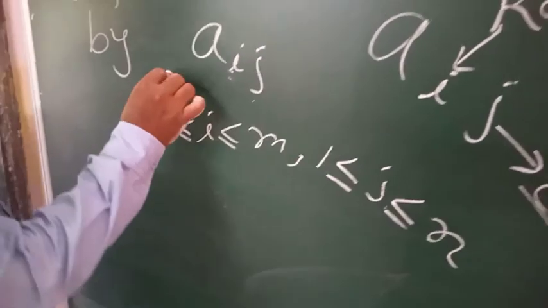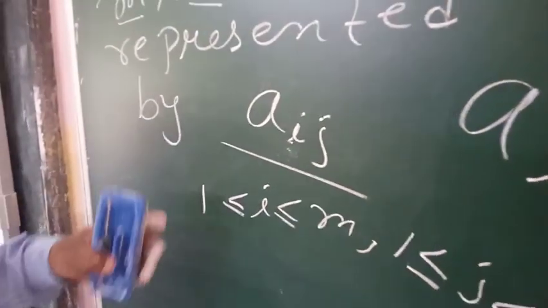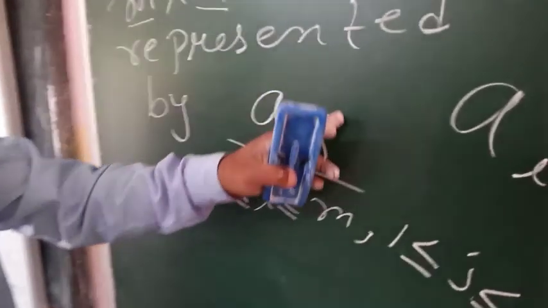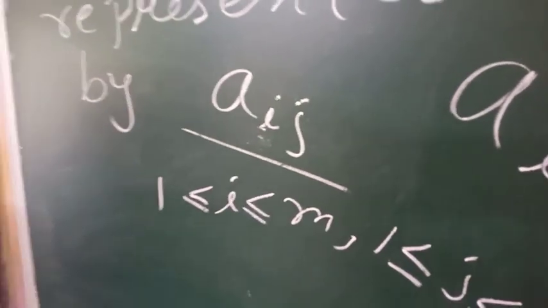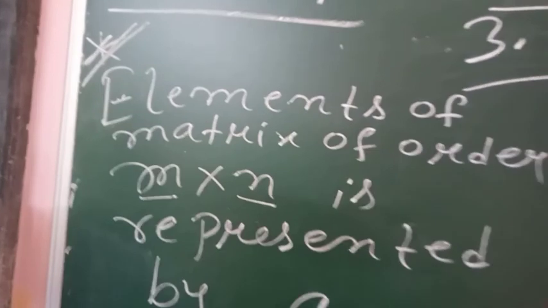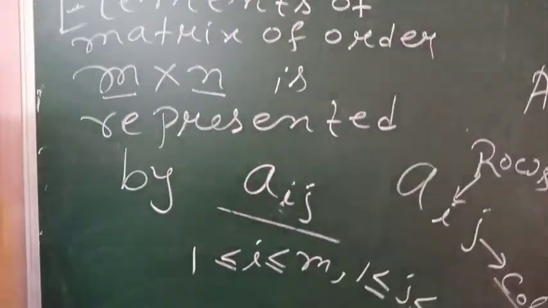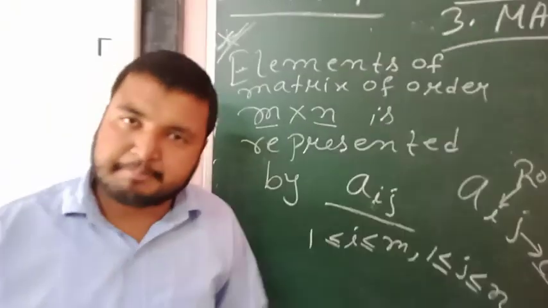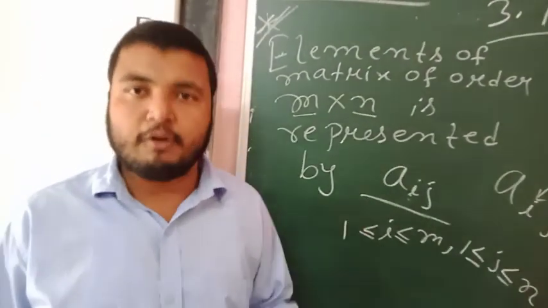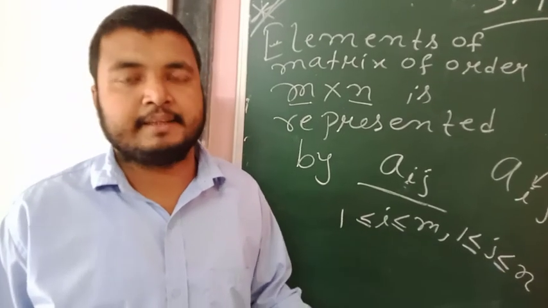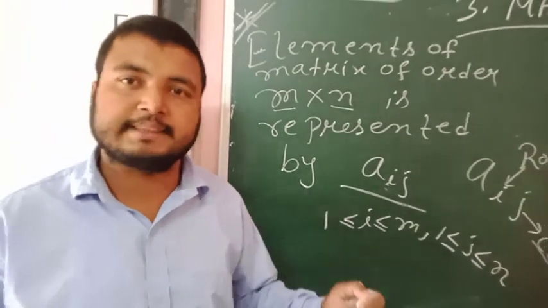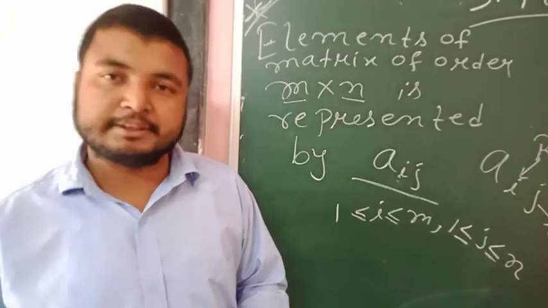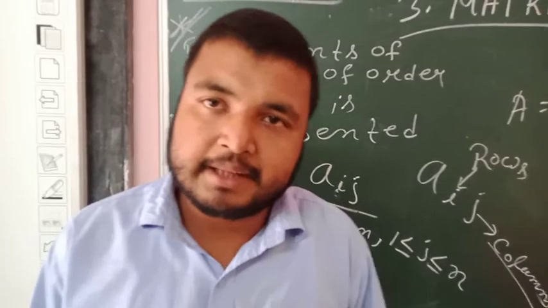So the elements of a matrix of order m by n are always represented as Aij. You have to note this down. This is a very important topic: how to represent the elements of a matrix. Here i represents the row number, j represents the column number, i is less than or equal to m, and j is less than or equal to n.